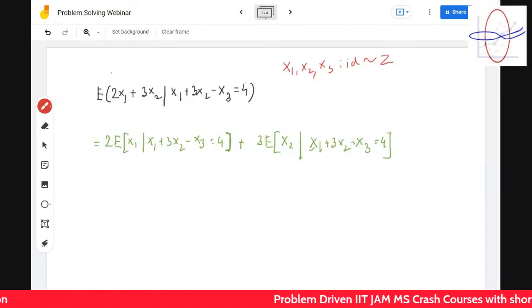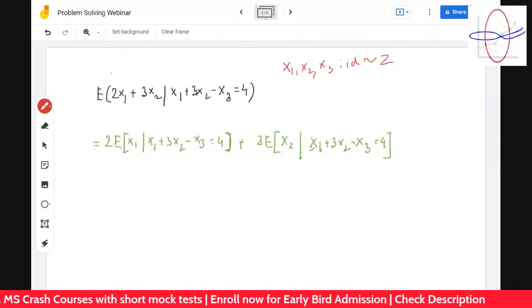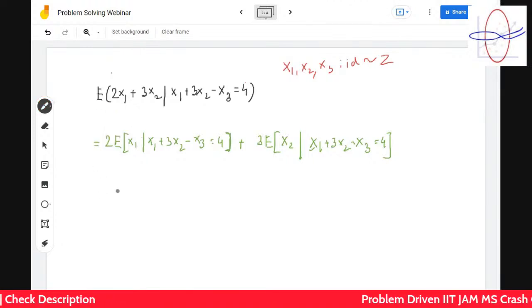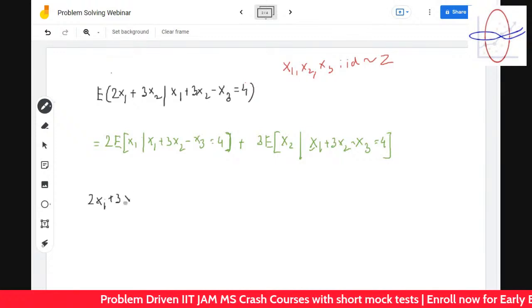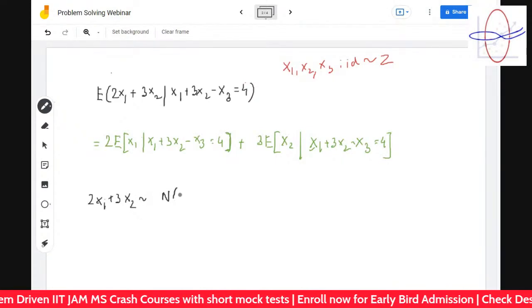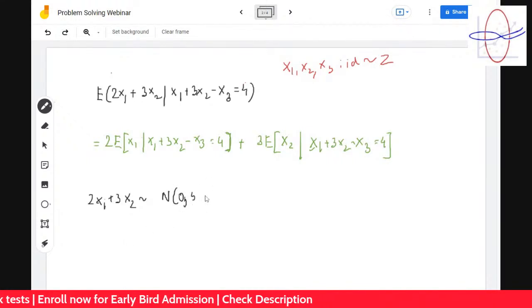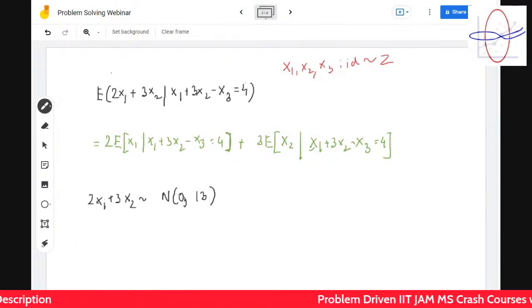I will show you two different methods. What is not properly visible on Zoom? Yeah, the school of thought coming forward is to compute the distribution of this. So 2x1 plus thrice x2 follows normal 0 comma 4 plus 9, that is 13. So we can compute that. What's after that?